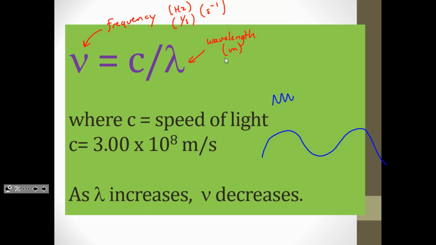When we go from a wave that looks like the top one down to one in the bottom, we have essentially increased our wavelength. So the wavelength here versus the wavelength here. As I increase wavelength, I decrease the frequency. I decrease the amount of waves that can pass a given point in time.